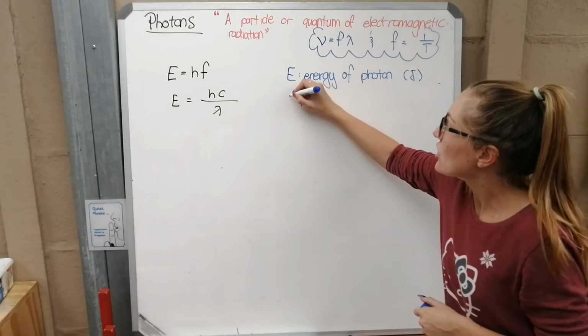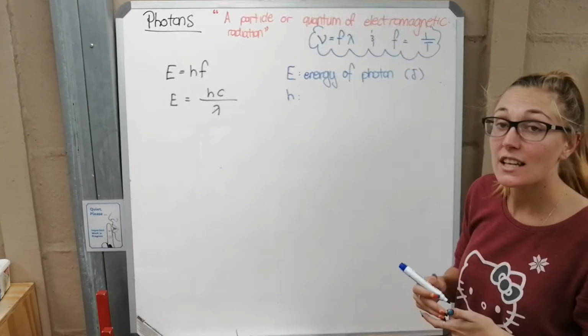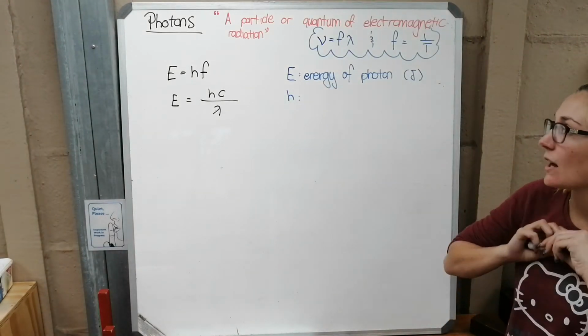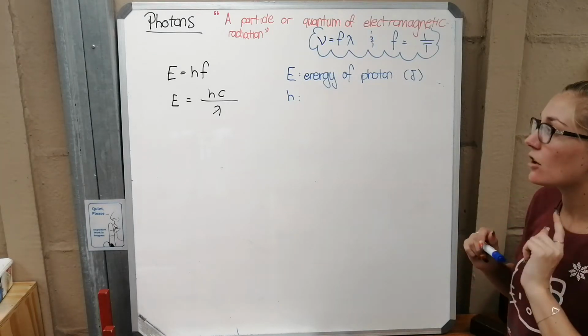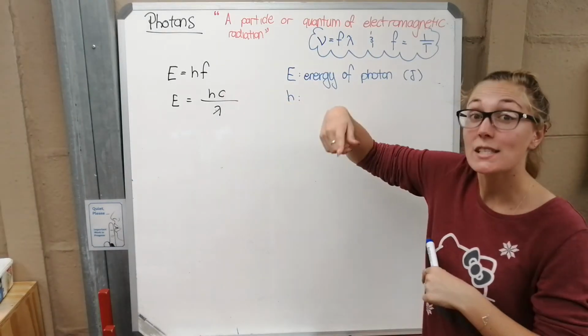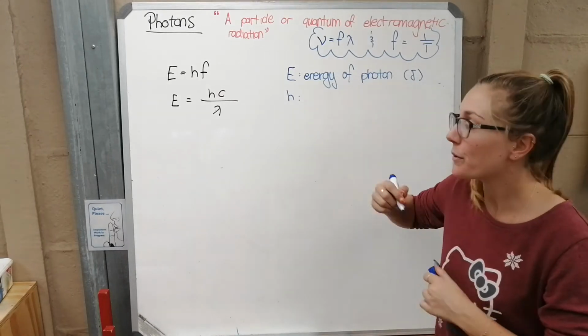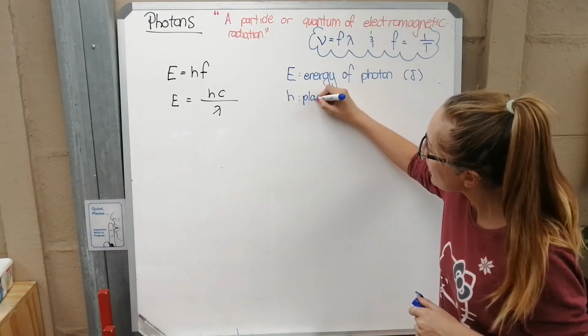Okay. We've also got h. So you've seen one constant already. We saw that when we did electromagnetic radiation 2 days ago. That constant was this one, c. So here's your second constant. It will be on your formula sheet. It is Planck's constant.